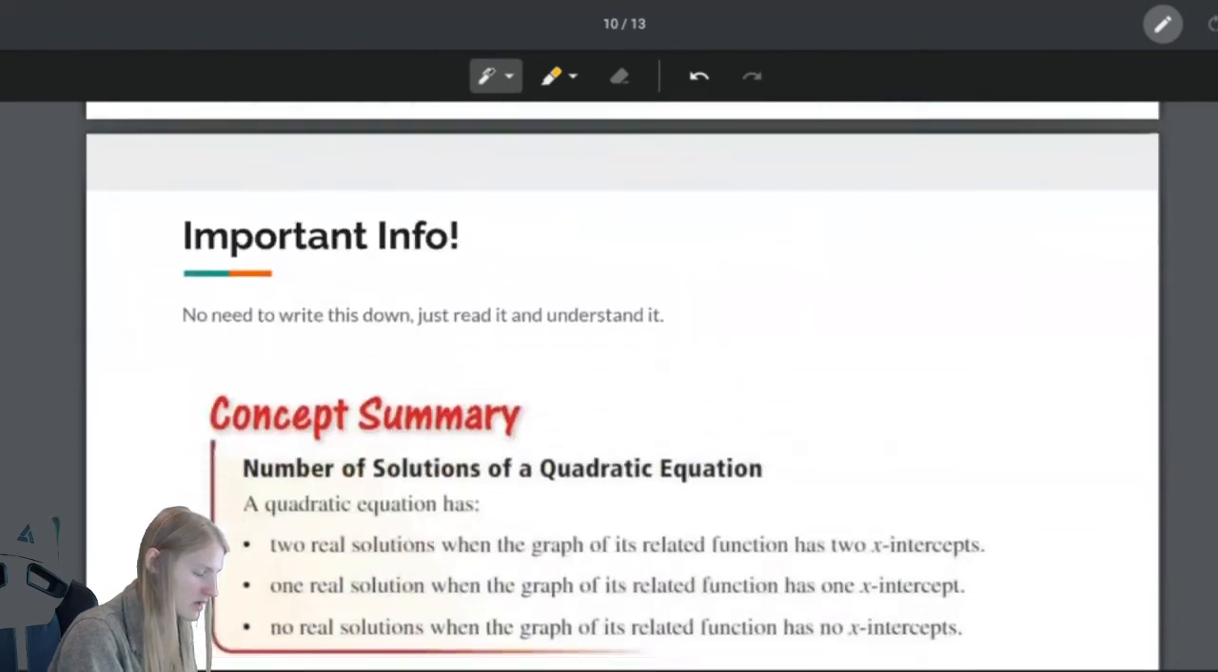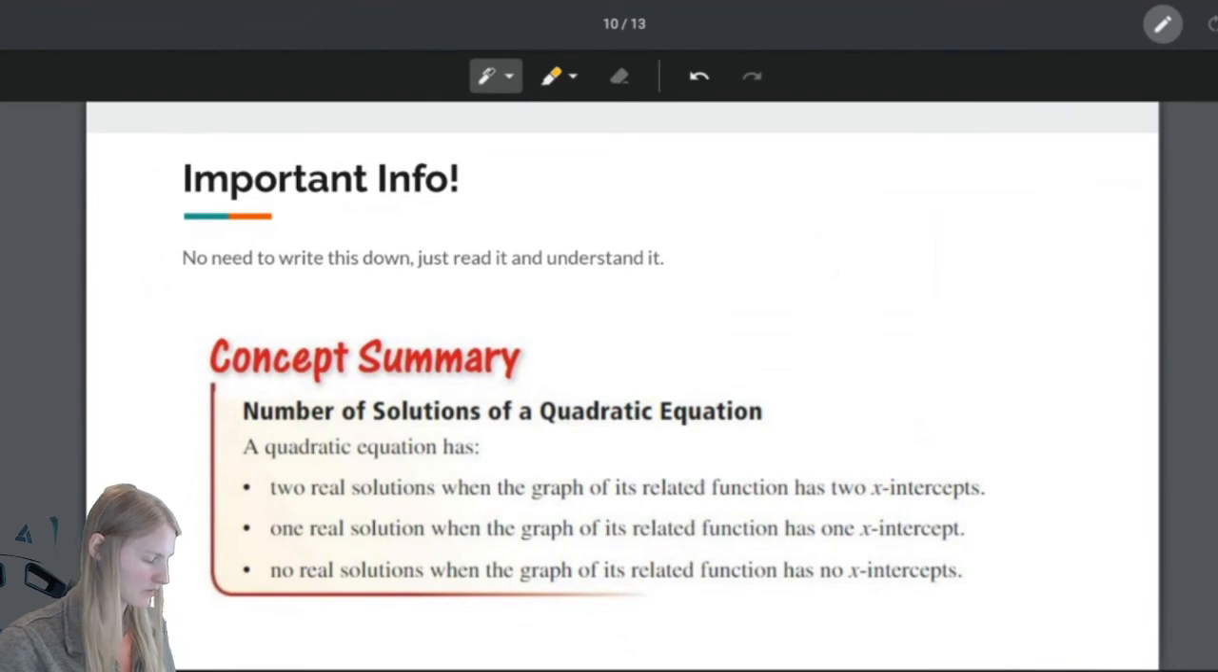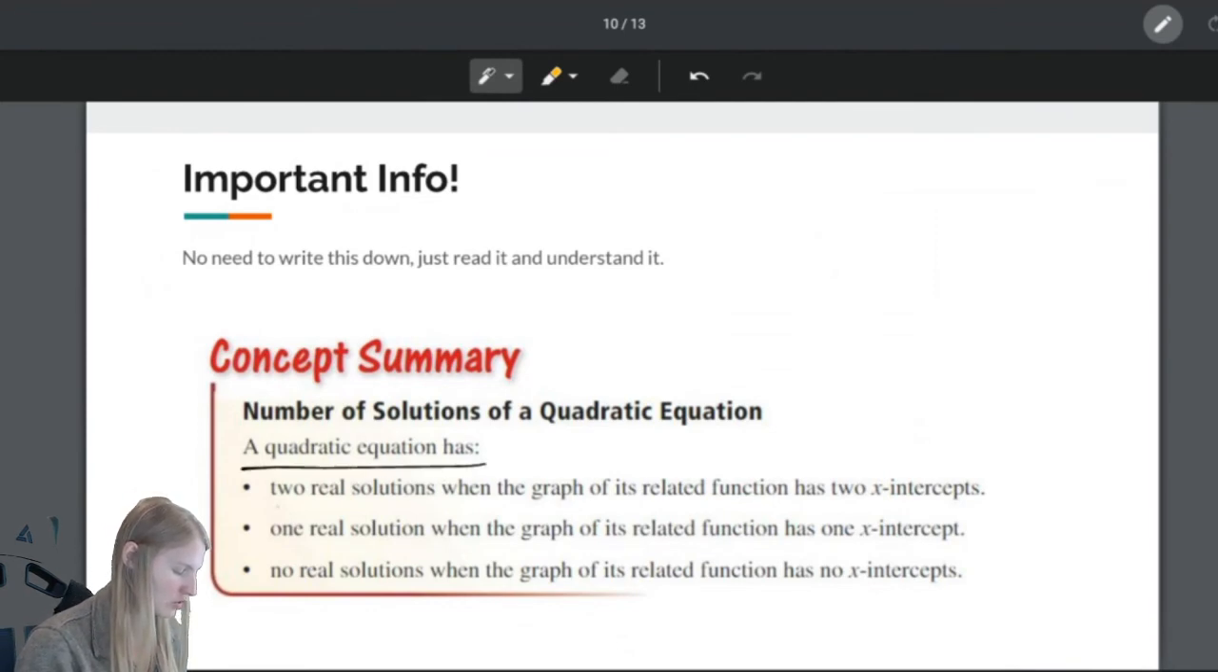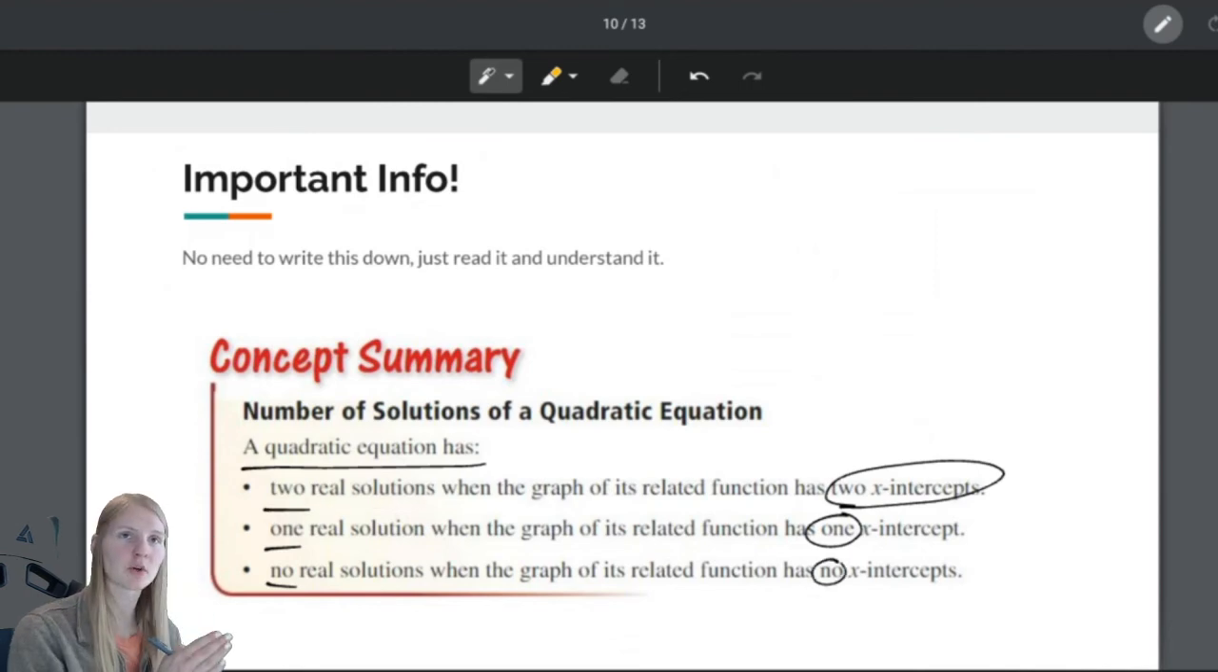Okay. Alrighty. So, no need to write this down, but it is important information. A quadratic equation has 2 real solutions when the graph has 2 x-intercepts, 1 real solution when it has 1 x-intercept, and no real solution when it has no x-intercepts. So the number of solutions is the same as the number of x-intercepts. And this is true for any graph.